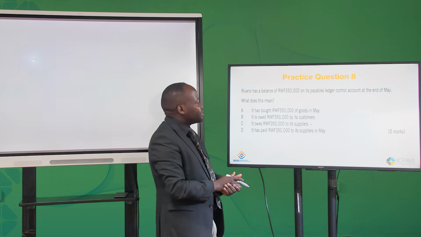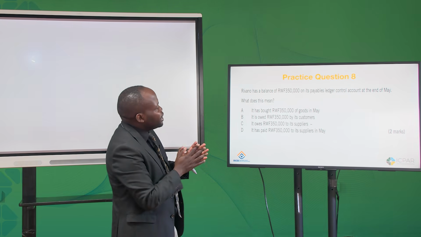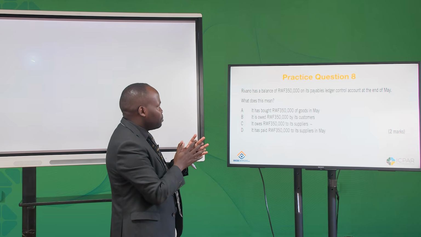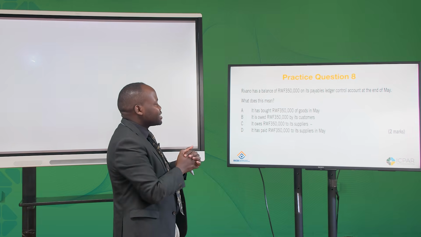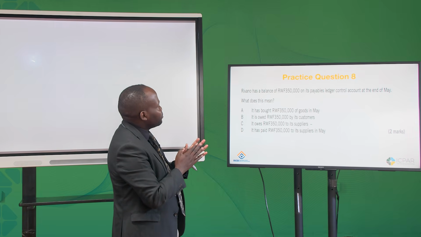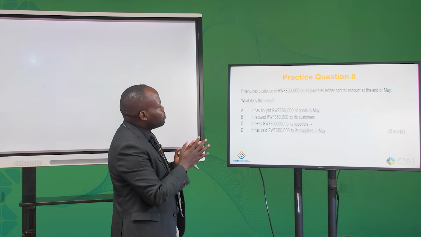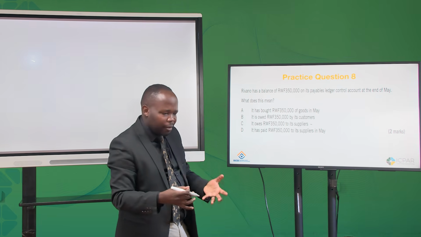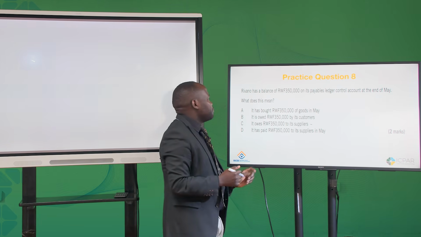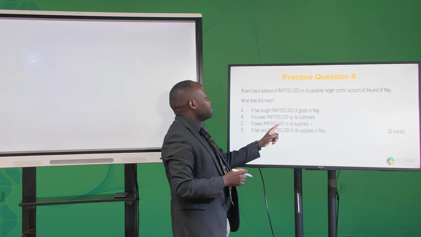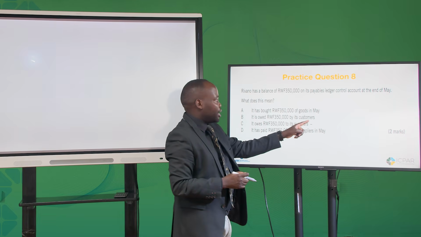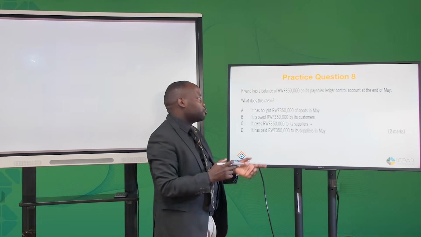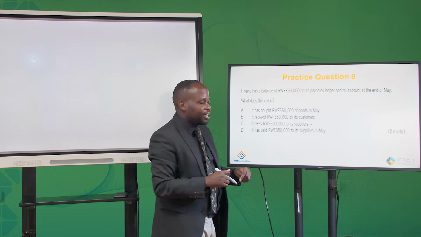Rivano has a balance of 350 on its payables ledger control account at the end of May. What does this mean? It means the balance they have not yet paid is 350. So it owes 350 to its suppliers. If there is a balance of that, they have made some payments, and what they have not paid is 350. The answer is C.